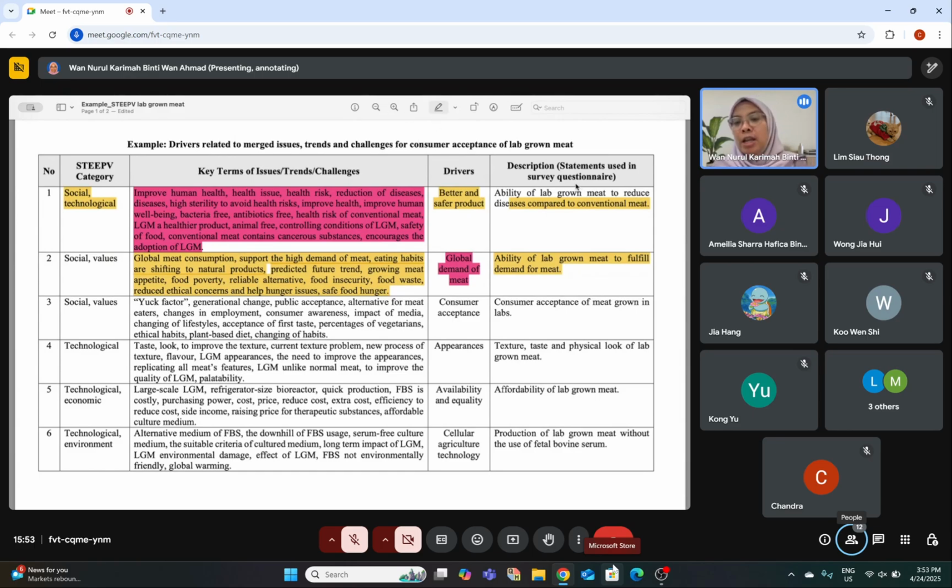description in your questionnaire, so that it is easier for the respondents to understand what you mean for each of the statement. They will rate how important each of the statement, the level of impact that each statement could have in the future adoption ataupun future acceptance of lab-grown meat in this case, and uncertainties that each of the statement ataupun factor driver could cause in the future development of lab-grown meat, or whatever topic that you are studying in your PSM project. Okay, so any questions?